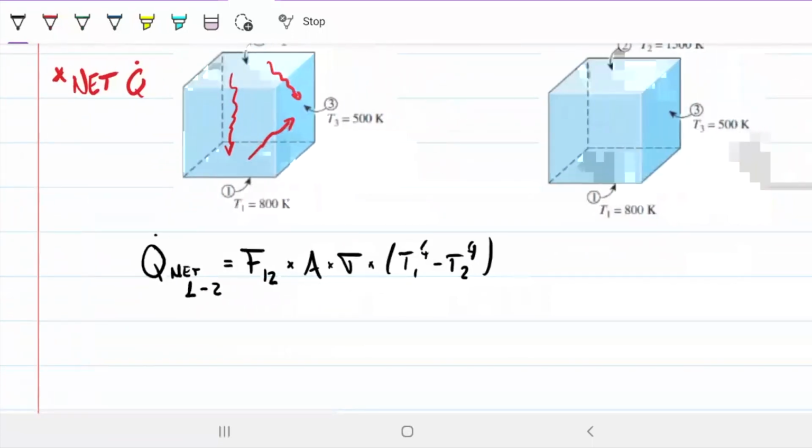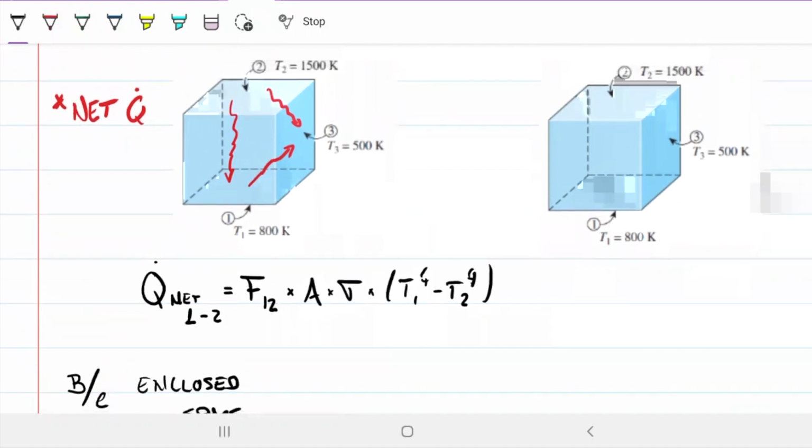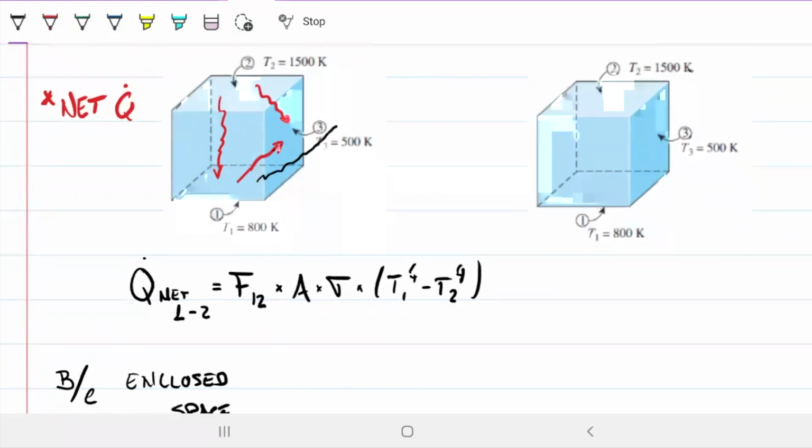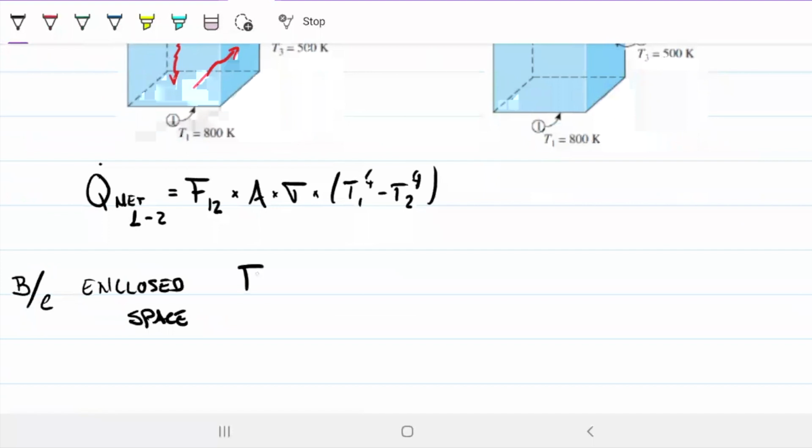Now, this is an enclosed space, so there's a little idea we can use: there's no other place for this energy to go. If you think about the energy leaving surface one, it all has to go somewhere inside the cube because it's all surrounded by the cube. There's no way for the energy leaving the bottom to go outside, and they're all black bodies absorbing all the energy. So how much the bottom sees itself plus how much the bottom sees the top plus how much the bottom sees the sides has to be equal to one.